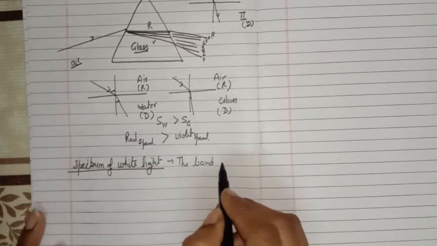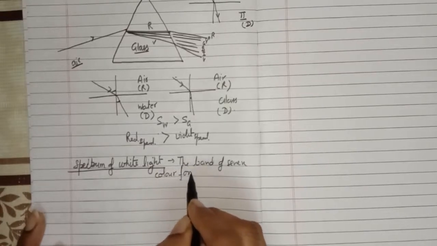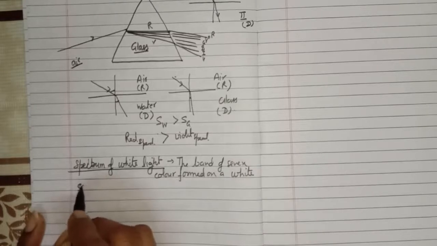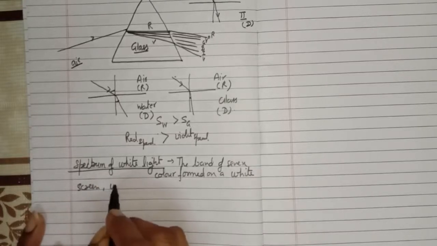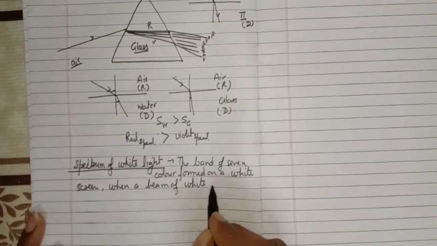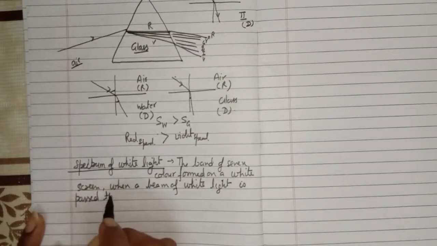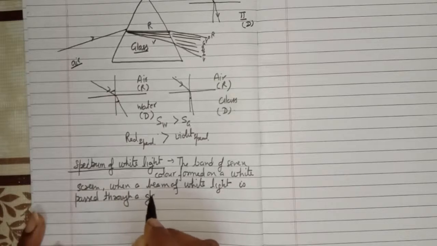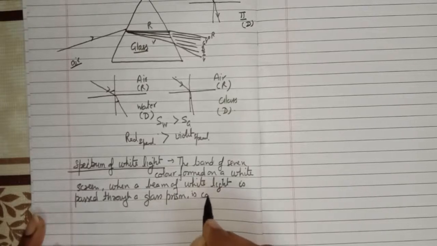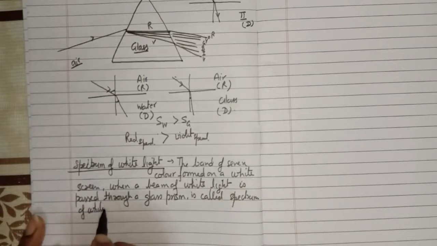The band of seven colors formed on a white screen when a beam of white light is passed through a glass prism is called the spectrum of white light. Okay, of white light.